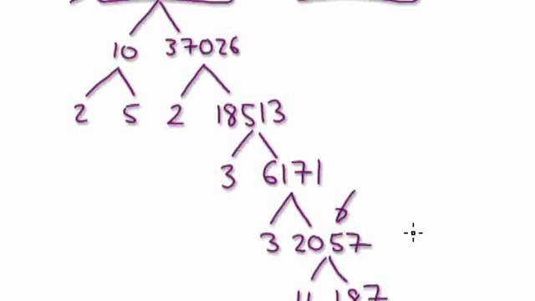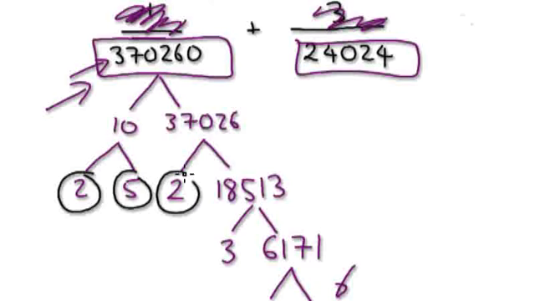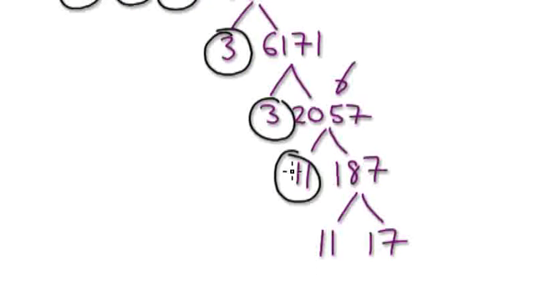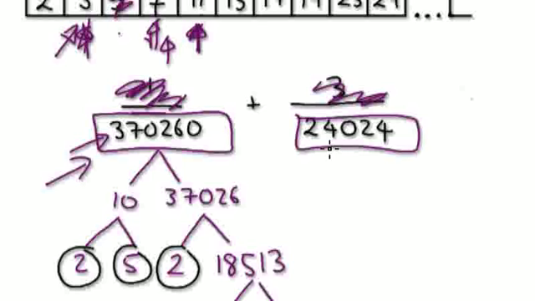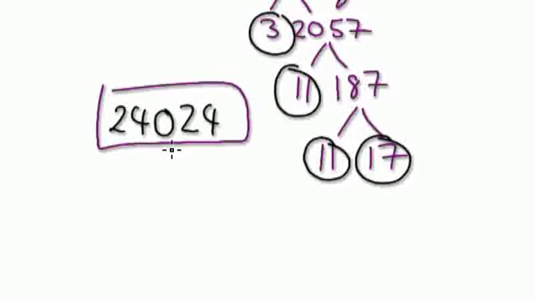Okay, so here we've just broken this number up as 2, 5, 2, and all these are prime here. So 11, 11, 17. Now let's do the same for this number here, 24024. Let's try and break this number up.